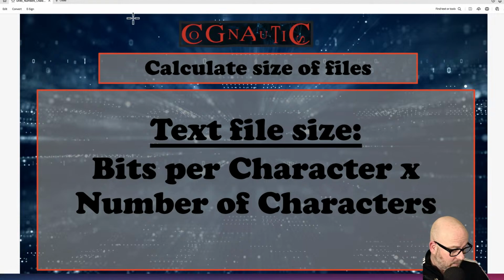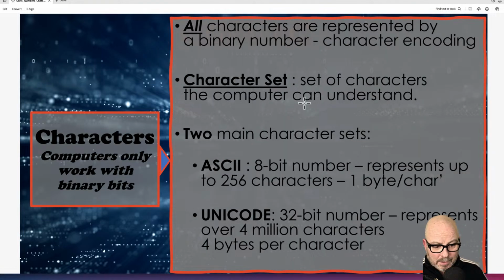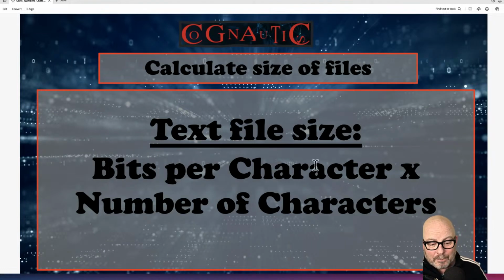So let's go back to here. Bits per character: 1 byte per character for ASCII, and 4 bytes per character for Unicode. So you'll need to know which character set it is. And then you do some simple maths. You find out how many characters there are, work out how many bits per character, and just do that simple bit of maths, okay?